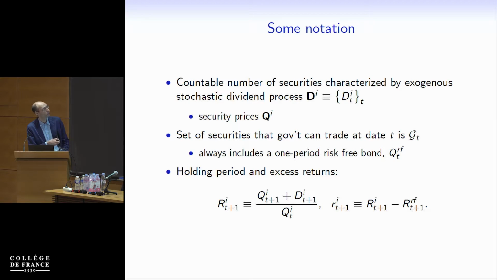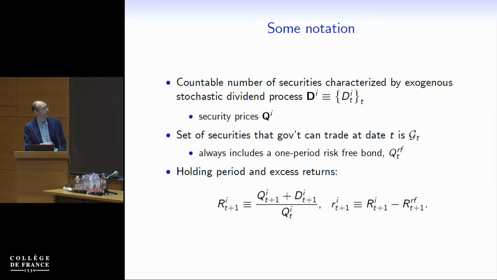One of the securities which we always assume the government can trade will be a one period risk-free bond. That's a pure discount bond, and the price of that bond will be QRF. And some set of those bonds. In the applications, that will be a subset of pure discount bonds of different maturities. In the pictures I'll show you, they will be capped at 30 years, but we also have a different version soon, with different assumptions.